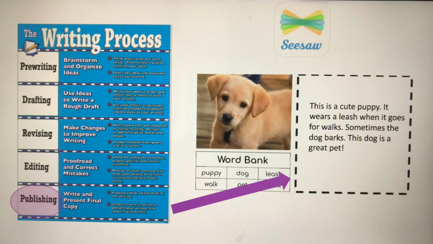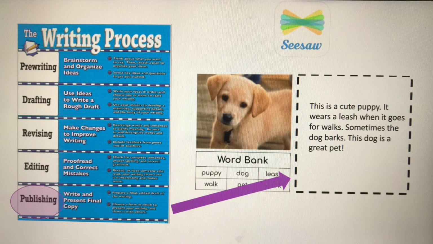Publishing. This is where I write and present my final copy. Now you can do this on a piece of paper, or you could do this on Seesaw. But here is my final draft. This means I wrote my best sentences, I didn't have any mistakes, and it makes sense. If you look at the arrow pointing to the box, here is my final sentence. This is a cute puppy. It wears a leash when it goes for walks. Sometimes the dog barks. This dog is a great pet.